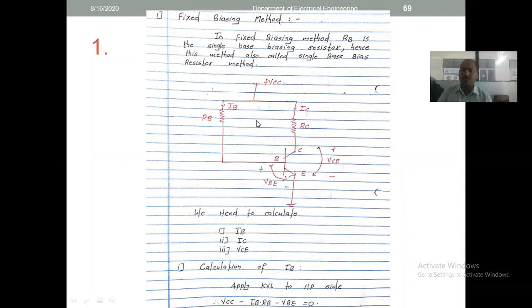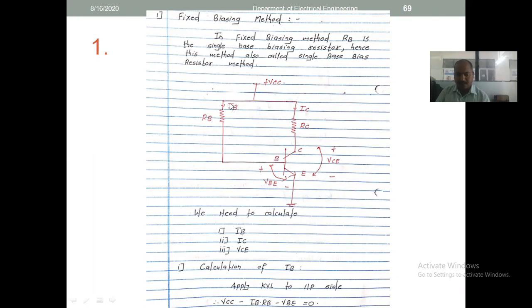So how do we analyze this type of circuit? Any biasing circuit we analyze by using the mathematical equations of the particular condition. Normally, three things have to be calculated from the circuit diagram, and accordingly we analyze the particular configuration. In this configuration, we analyze three things: the base current, the collector current, and the collector to emitter voltage.